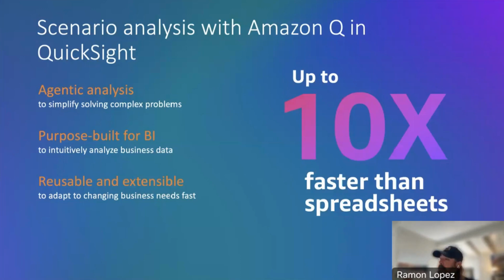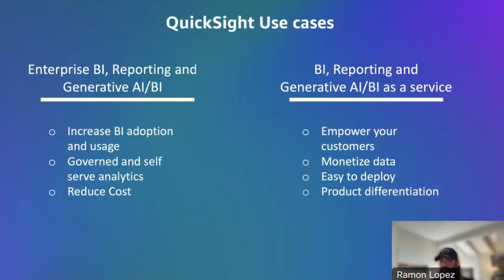And we're going to talk high level about some of those use cases that you would leverage QuickSight for, very high level. And I'm going to summarize it into two main categories, and they're very similar. It's because we're using the underlying technology to support both. First, you have your enterprise BI reporting and generative AI BI. So we're talking about interactive dashboards, pixel perfect reports, maybe even embedded reporting for internal purposes within an organization, within an enterprise, across different departments.